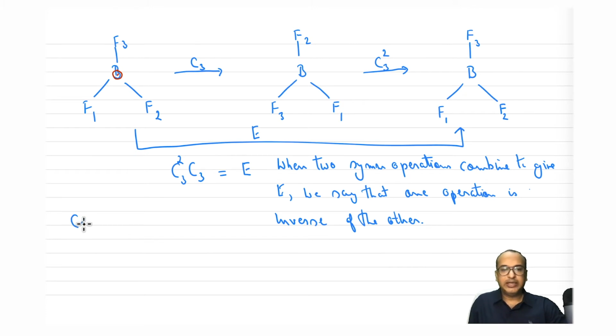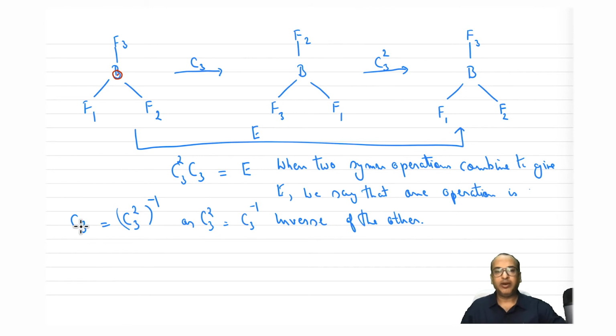So we can say that C3 is equal to C3 square inverse, or C3 square is equal to C3 inverse. So what do I mean by inverse? Inverse is doing the same thing in the opposite direction. For example, if I'm doing C3 anti-clockwise and C3 square clockwise, it would mean the same thing. So if I'm doing C3 square, then it will be equal to C3 inverse, right?